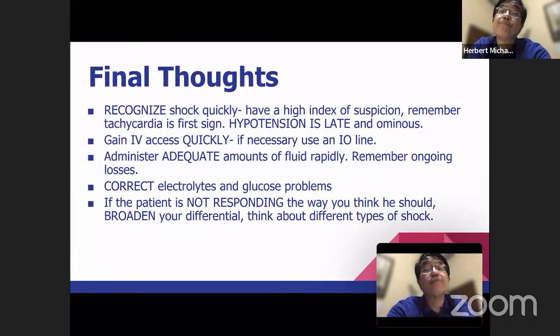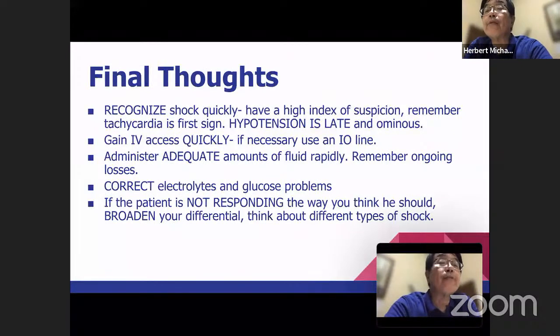So the final thoughts. One is to recognize shock quickly, have a high index of suspicion. Remember that tachycardia is the first sign and hypotension is a late and ominous sign. Gain IV access quickly, and if necessary, use an intraosseous line. Administer adequate amounts of fluid rapidly, and remember ongoing losses. Correct electrolytes and glucose problems. And if the patient is not responding the way you think he should be, broaden your differential and think of the other types of shock.